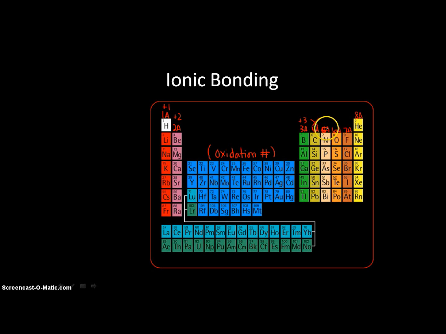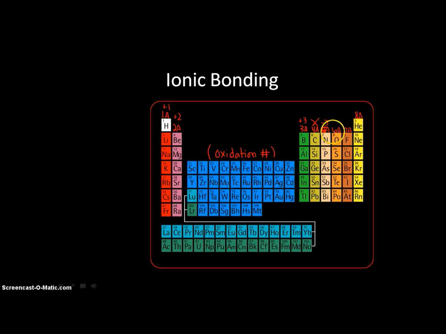Now here's where things change. If you have 5 valence electrons, it's now easier for you to gain 3 electrons than it is for you to lose 5. And so in this group, all of these are going to be gaining 3 electrons to become happy. So these are called negative 3 anions.